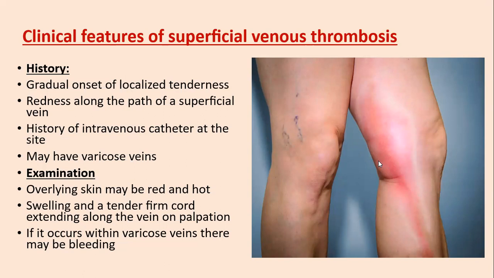Clinical features of superficial venous thrombosis. There is gradual onset of localized tenderness and redness along the path of the superficial vein, a history of intravenous catheter at the site, and there may be multiple varicose veins. On examination, the overlying skin is red and hot. Swelling and a tender firm cord is palpable along the location of the vein. If it occurred within a varicose vein, then there may be bleeding.